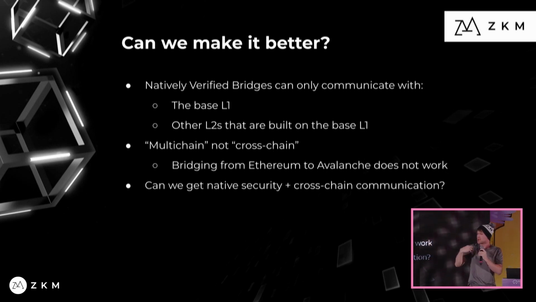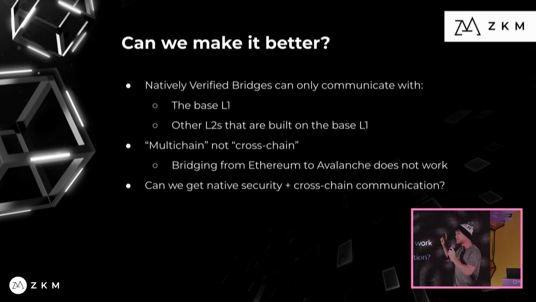Can we make this type of scheme better? We have a natively verified bridge that can only communicate with the base L1. So it doesn't work if I want to communicate from Ethereum to Avalanche. On that side, I can't inherit the security of Ethereum while bridging to Avalanche, because there's nothing that really connects the two. Because Avalanche isn't built on top of Ethereum. It's its own independent L1.